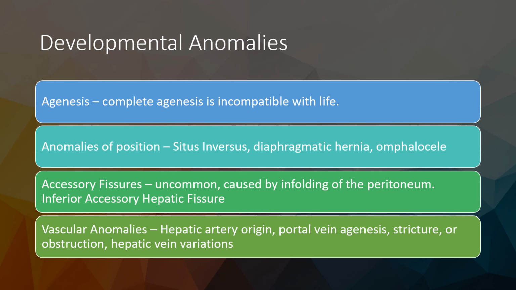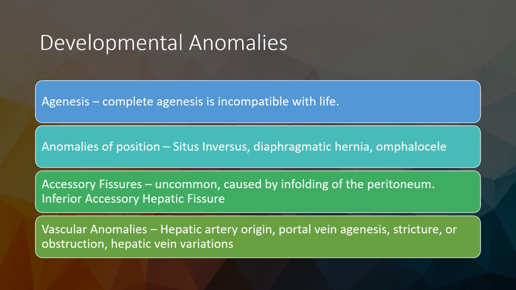Accessory fissures are also very uncommon. They're caused by infoldings of the peritoneum. The inferior accessory hepatic fissure is an uncommon true fissure, and it runs from the portal vein to the inferior border of the liver. You will see it on ultrasound as another linear echogenic structure, and you'll be like, there shouldn't be a fissure there. That's what it is. If it runs from the right portal vein inferior to the lower margin of the liver, it's probably the inferior accessory hepatic fissure.